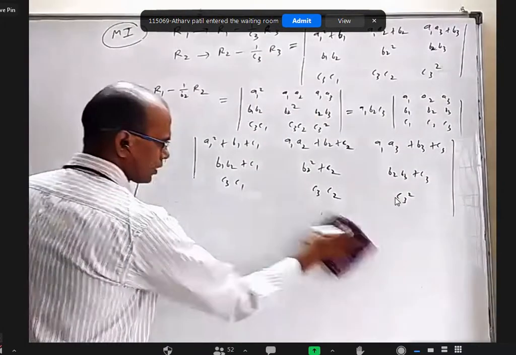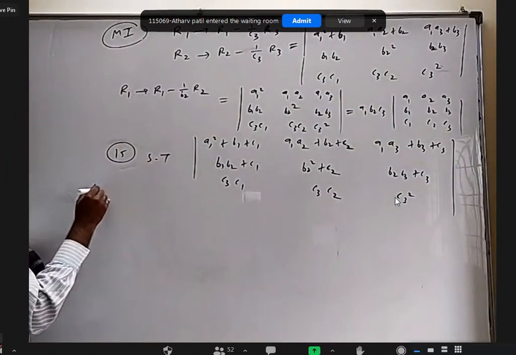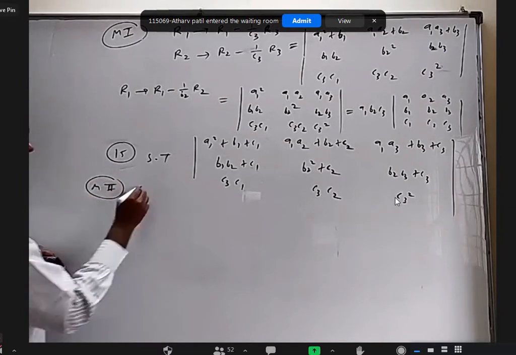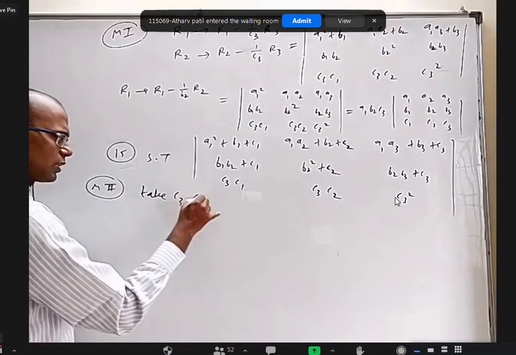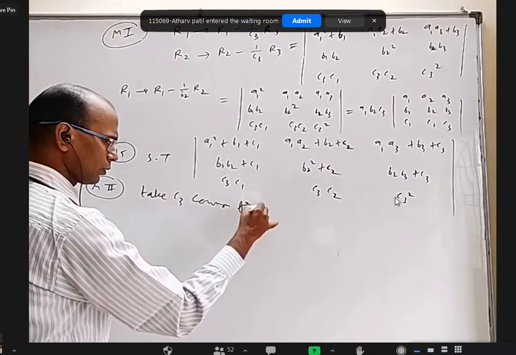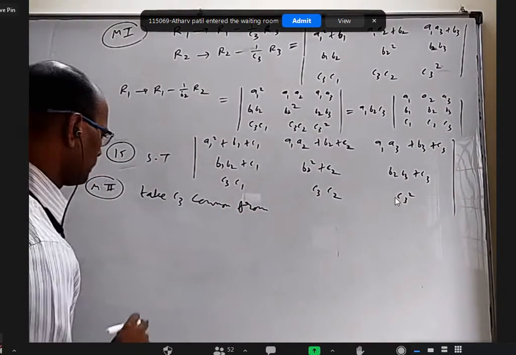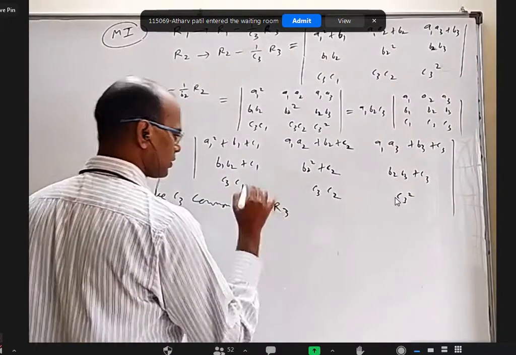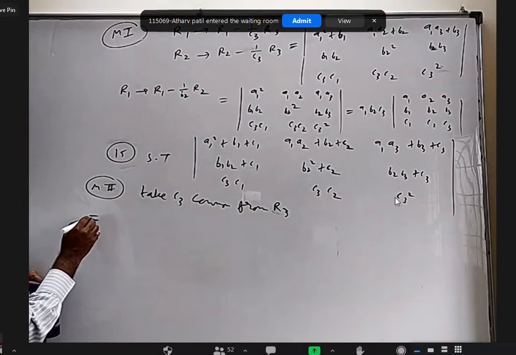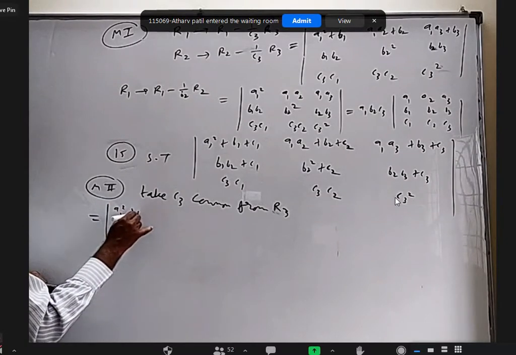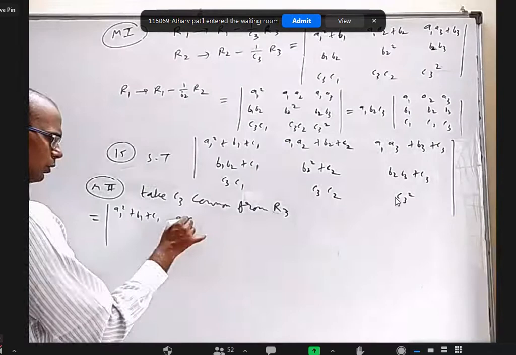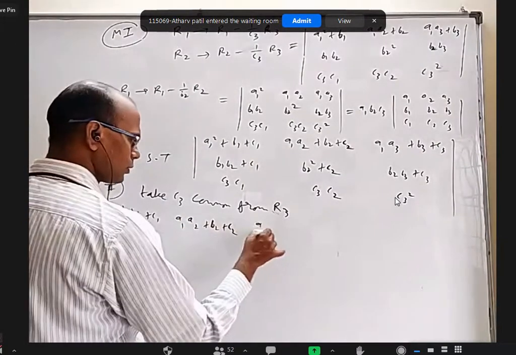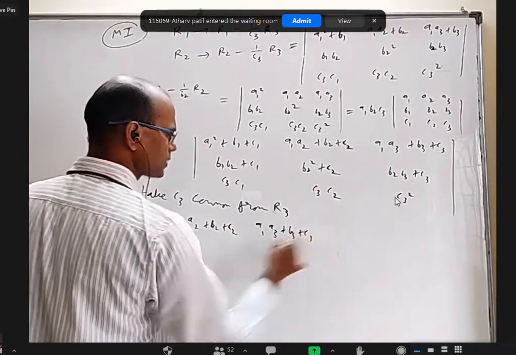Method 2, I'll write here, which most of you have done. Take C3 common from, sorry, R3. Take C3 common from R3. Then the determinant will come as A1 square plus B1 plus C1, A1, A2 plus B2 plus C2, and A1, A3 plus B3 plus C2.